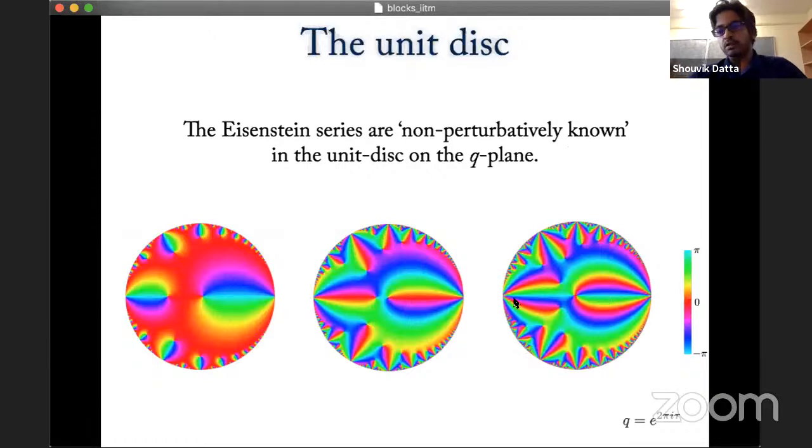These Eisenstein series are known non-perturbatively on the unit disk. In these three plots, I've plotted the argument of the functions E2, E4, and E6, and they look like this. This is just a plot of the argument, or the phases.